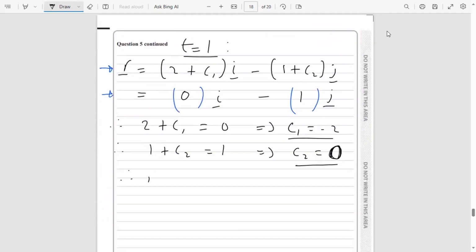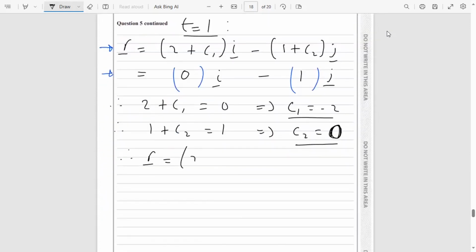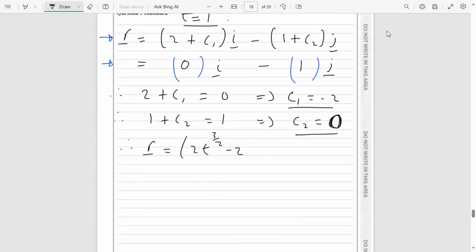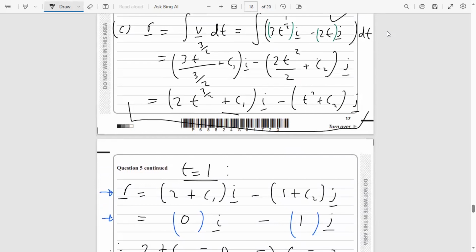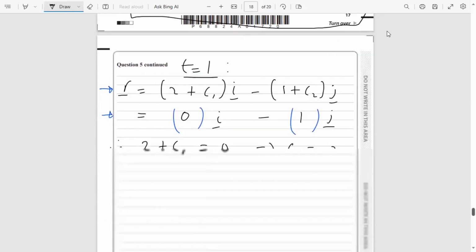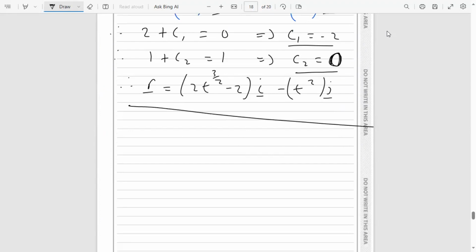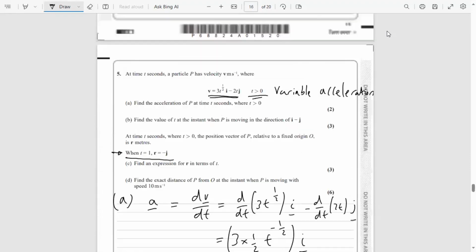So therefore, our position vector R is going to be equal to 2t to the power of 3 over 2, and then plus our C1, which is -2, so -2 in our I direction. And then in our J direction, we've got negative t squared plus C2, which is 0. So negative t squared J. So there we go. That's our position vector, and that's part C done. So that's part C, and then we've got one more part to the question.